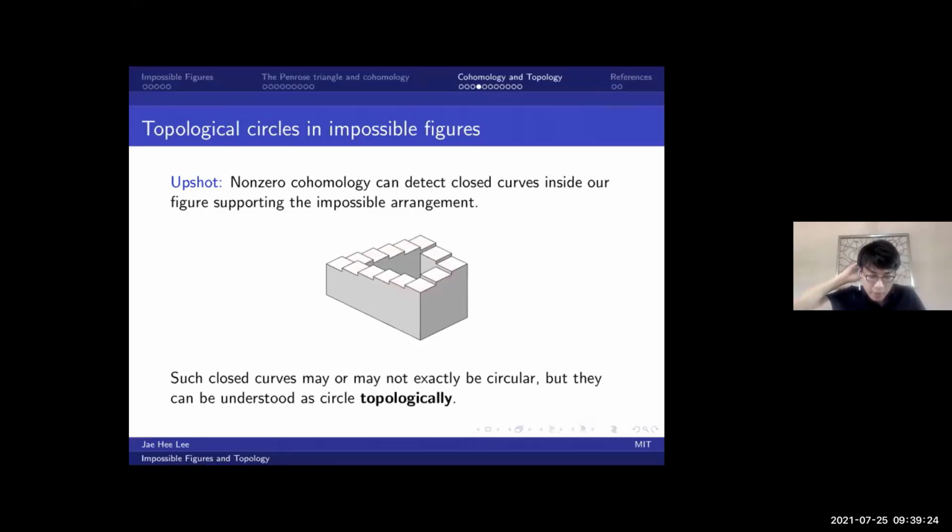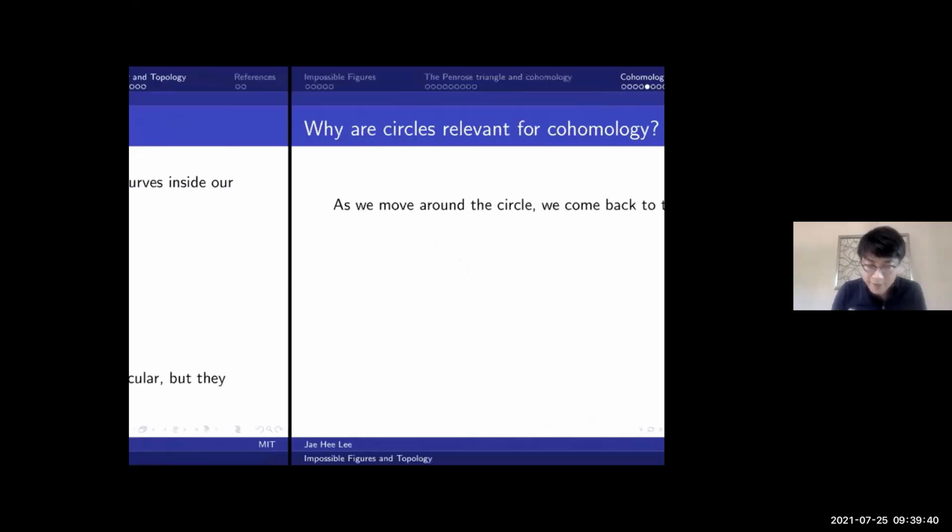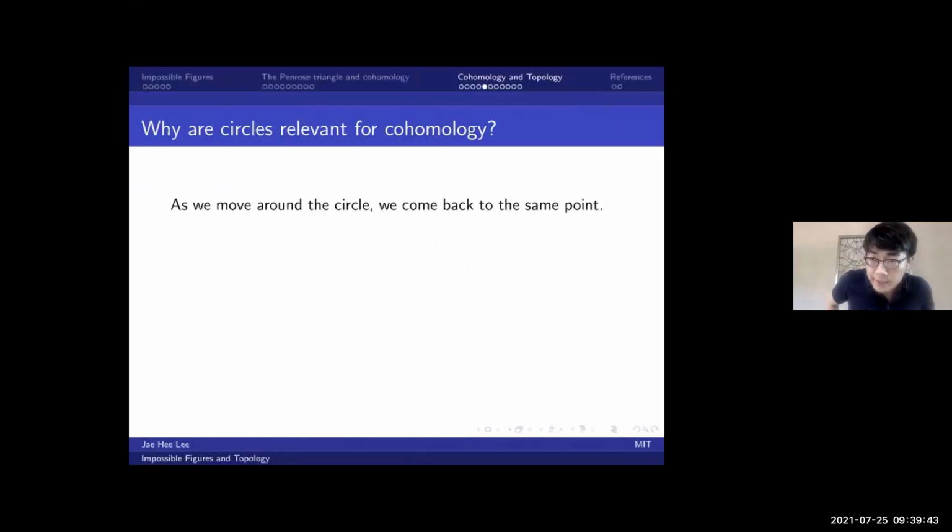So this is how, and the key was that this kind of non-zero cohomology cannot occur unless you have this circular structure. And that's the extra bit that I'm going to explain now. So why are circles really important for the existence of non-zero cohomology or global inconsistency? The key geometric fact, kind of a tautological fact, is that as we move around the circle once, we come back to the very same point, right? That's what a circle is. You turn a big full circle and then you come back to the same point.